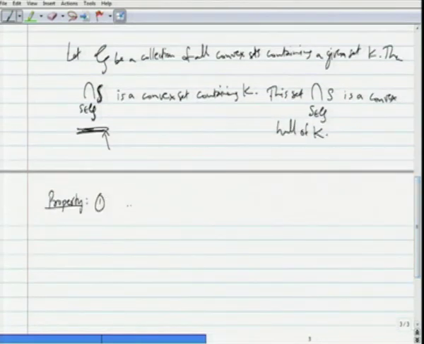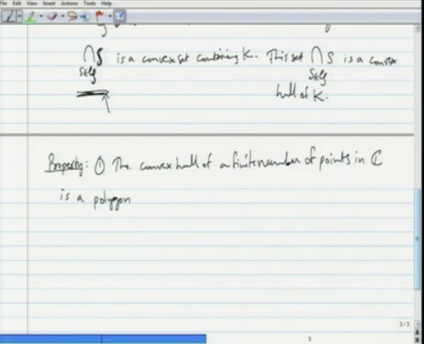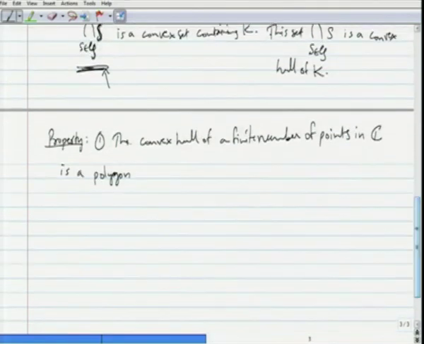Okay. So, the convex hull of a finite number of points in C is a polygon. Okay. So, this is intuitively clear. Depending upon how many of them are collinear, etc., the geometry of the polygon differs, but eventually some or all of them are going to be the vertices of the polygon.